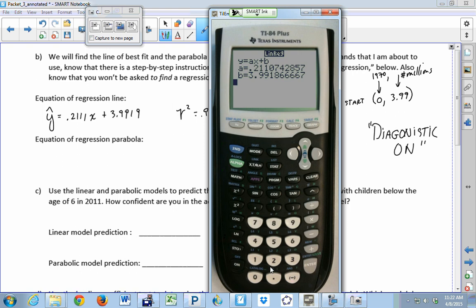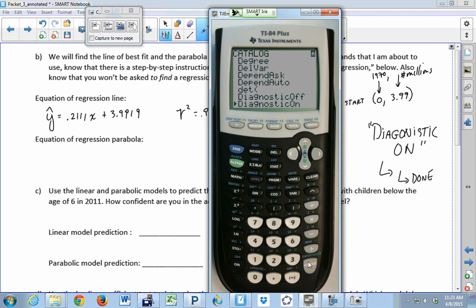Where's that located? Down above the 0, you see catalog. So you have to hit second catalog. Unfortunately, you can't put a D in or anything. You have to scroll all the way down. It takes like 10 whole seconds or so, depending on how fast you are, to get to diagnostic on. Here I go. I'm still not there. There it is, on. You have to hit enter twice until you see the word done. So you do enter, enter until you see the word done.